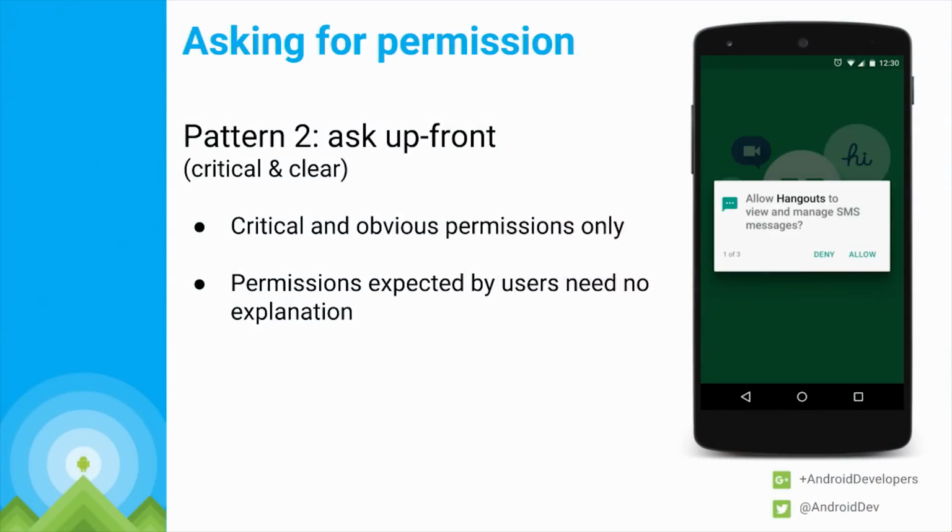So the second pattern, asking upfront. If you have an application that really needs this permission and it's very obvious, the camera app is a perfect example. You have a camera app, you need the camera permission. Without the camera permission, the application cannot work. So the user is not surprised if you ask for the camera permission. They just downloaded the camera app.